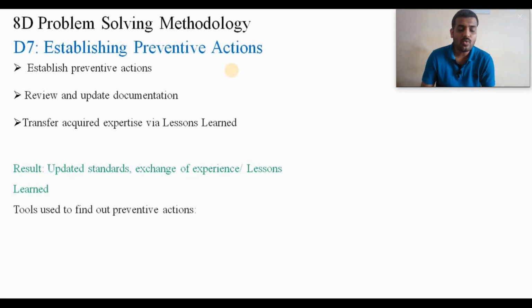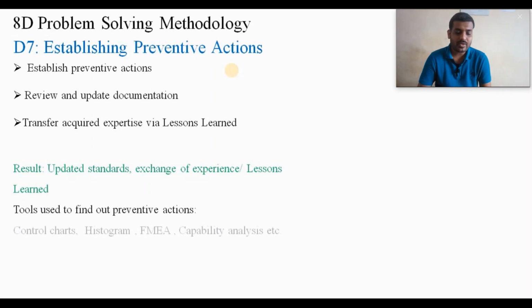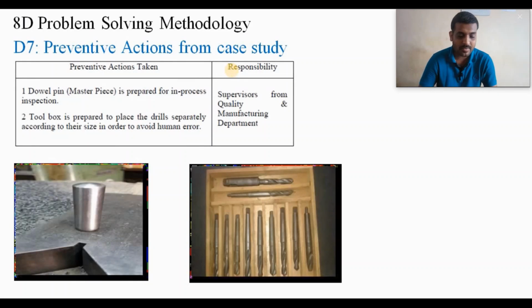Now we will move to the preventive actions from the case study. Here you can see there are two preventive actions taken. The first action is that a dowel pin, that is a masterpiece, is prepared for in-process inspection. Second, a toolbox is prepared to place the drills separately according to their size to avoid human error. So these two preventive actions they have taken.